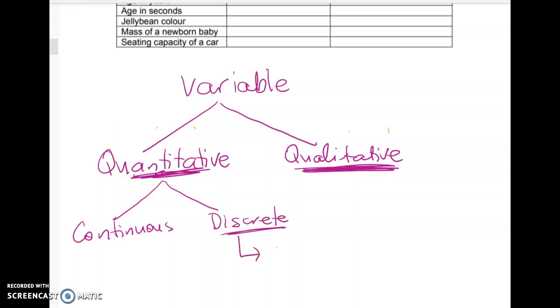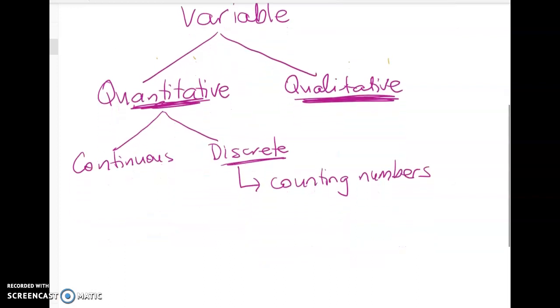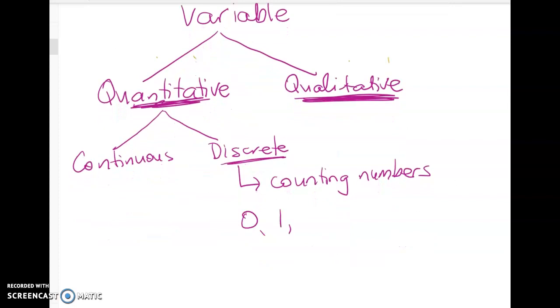Discrete means that it's whole numbers, so counting numbers. For example, how many siblings have you got? The answer could be 0 or it could be 3, but it can't really be 3.5. So if there are gaps between the answers, then we call it discrete. So for example, 0, 1, 2, or 3, and so on.